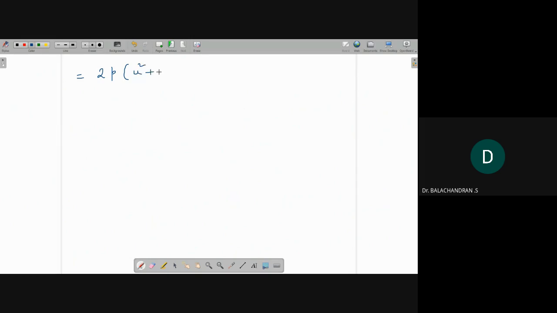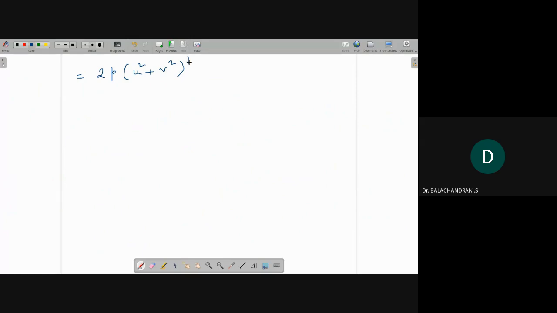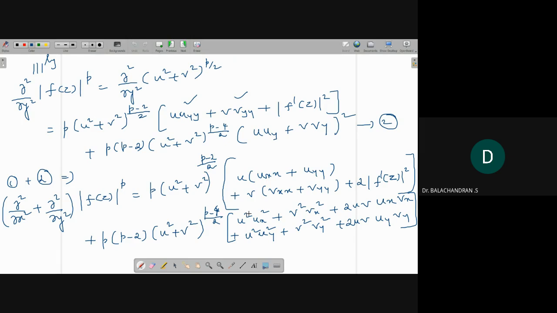2p (u² + v²)^((p−2)/2) |f'(z)|². Now here, what we can do with the second part: you have p(p−2)(u² + v²)^((p−4)/2). I think here we need to use the CR equations.